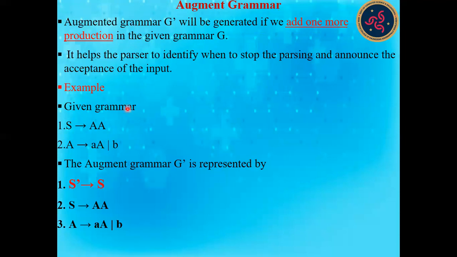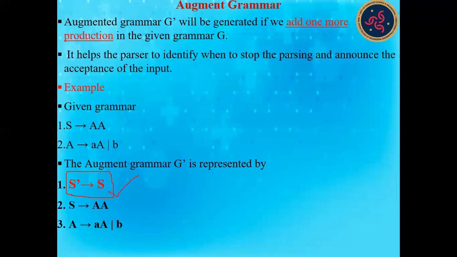Considering this grammar, S gives AA and A gives aA or b, the new production added to the grammar G is S dash gives S. When this production is added, our G becomes G dash. This is the augment grammar, that is, S dash gives S.